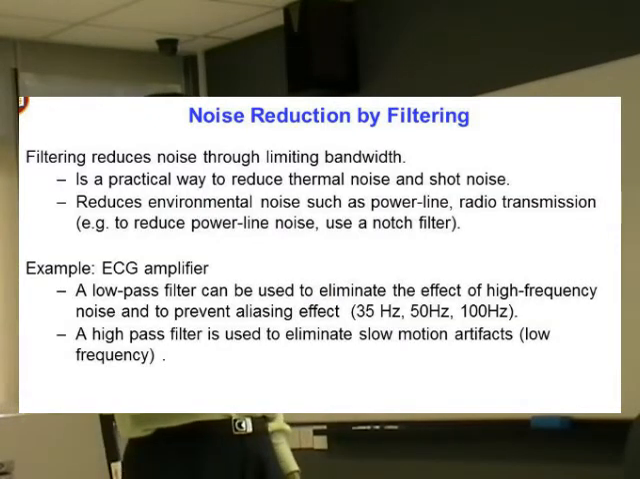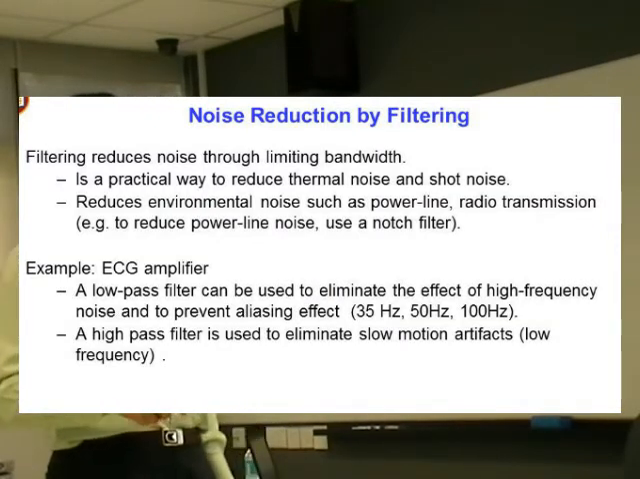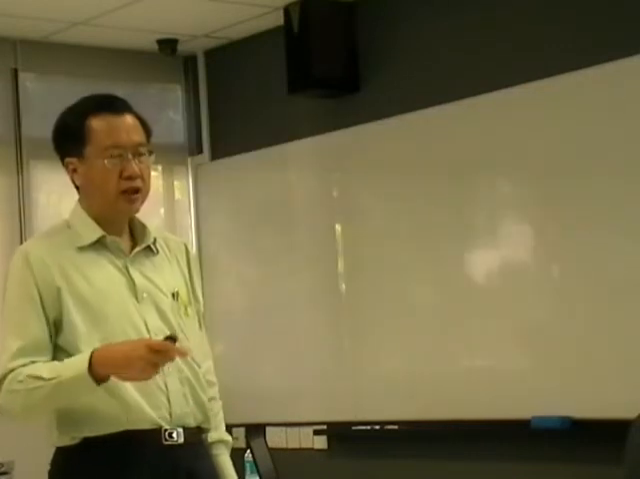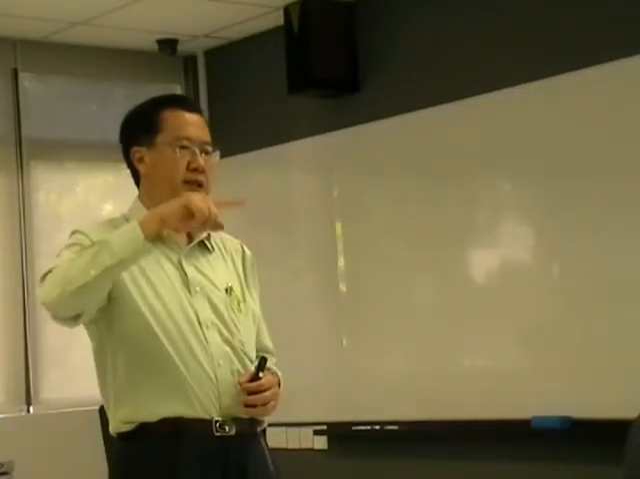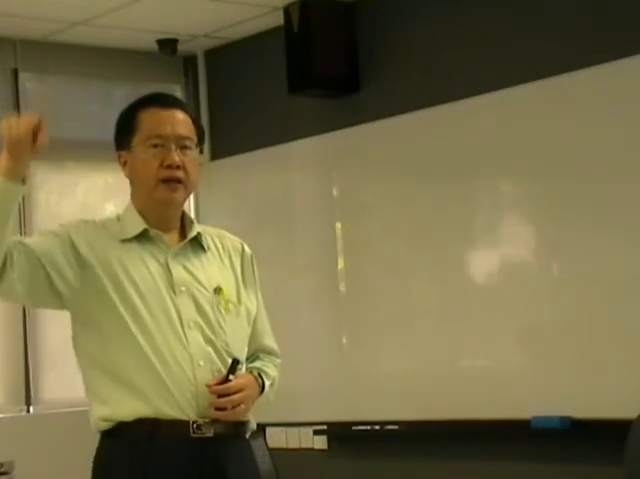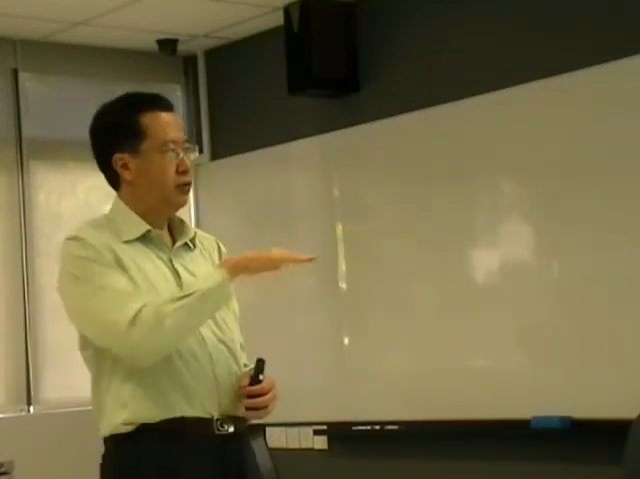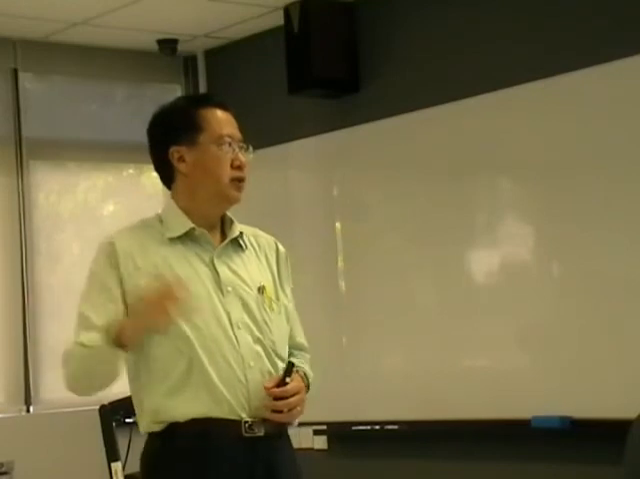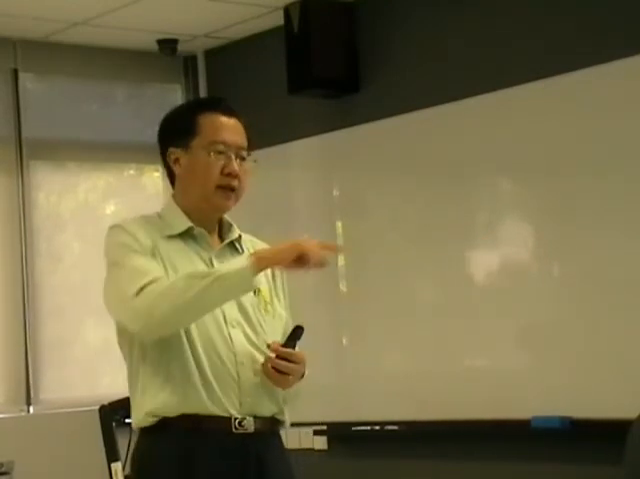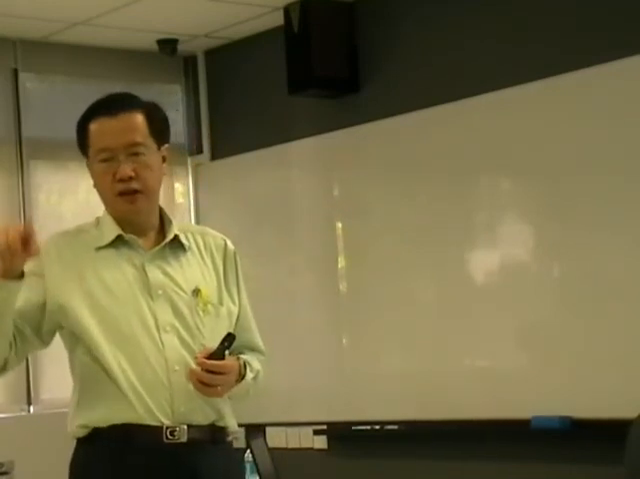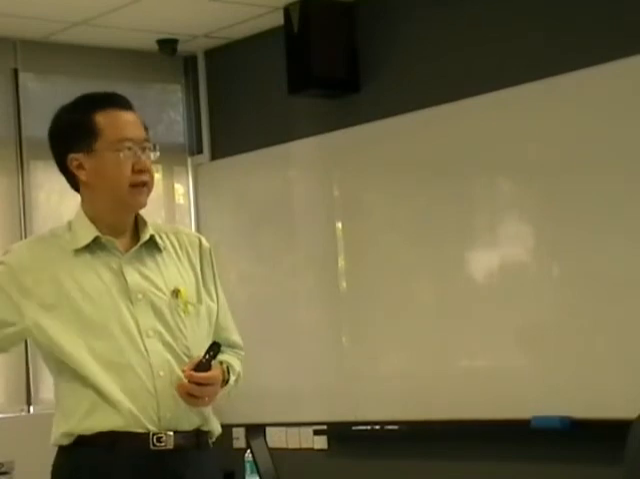You can use a high-pass filter to eliminate slow motion artifacts. In ECG recording, you find that the ECG does not remain still. That means as it's beating, it might drift high and it might drift low. And if you want to remove this drift, you can use a high-pass filter which will remove all the low-frequency components, and then your signal now becomes beating about a ground level, at a constant level.